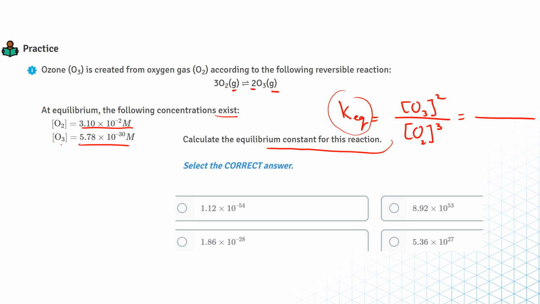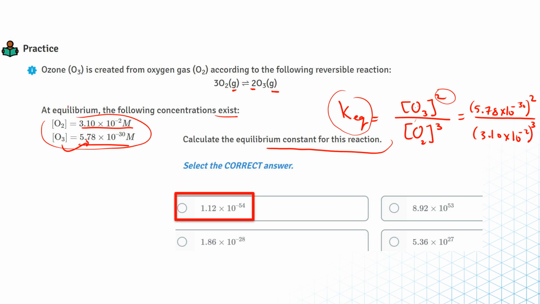So this is the concentration of O3, so I'll put 5.78 times 10 to the power minus 30, to the power of 2, over 3.10 times 10 to the power minus 2, to the power of 3. Okay, now we substituted the quantities given to us. If you do that, you will find that this is your answer, guys. So you can try it. And as you can see here, this is the K equilibrium. You put the numbers and then you have your answer.